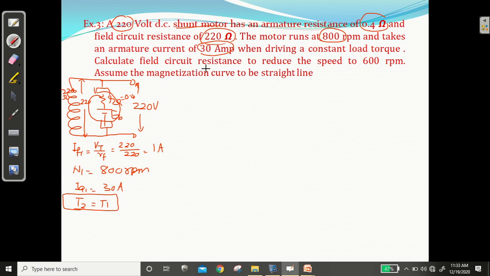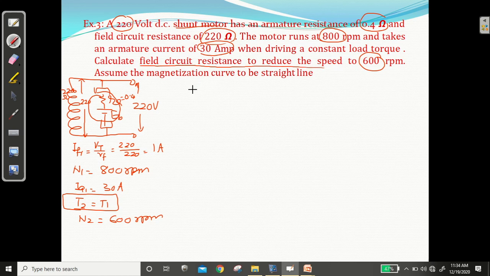Calculate the field circuit resistance to reduce the speed to N2, which is also given. कितना N2? 600 RPM. Calculate the field circuit resistance to reduce the speed to 600 RPM. Assume the magnetizing curve to be straight line. मतलब यहाँ आप फील्ड सर्किट का प्रॉब्लम कौन सा है? फील्ड सर्किट रेजिस्टेंस टू रिड्यूस द स्पीड टू 600 RPM.